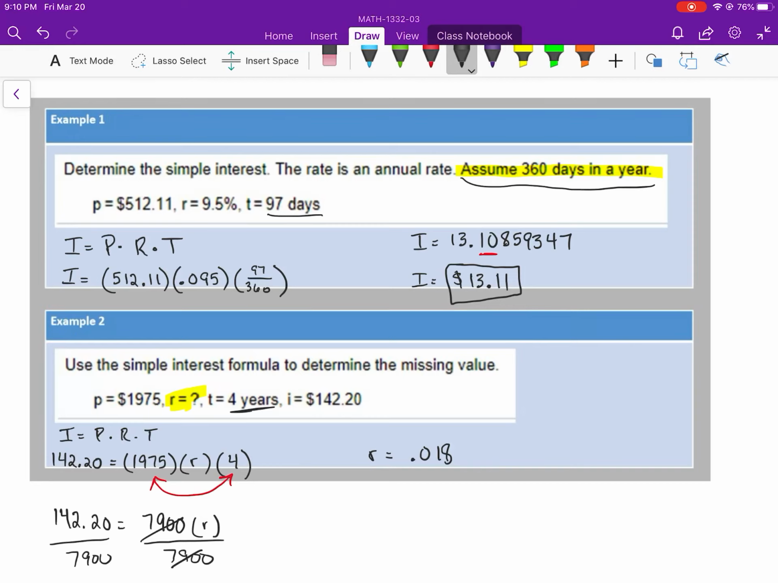Now we can't leave it in that format. That's the format we want to use when we're using our formula, I equals P times R times T. However, notice back on example 1, your R was a percentage. Right now this is a decimal, so we need to change this back to a percentage. We move the decimal point over 2 times. So my interest rate is 1.8%.